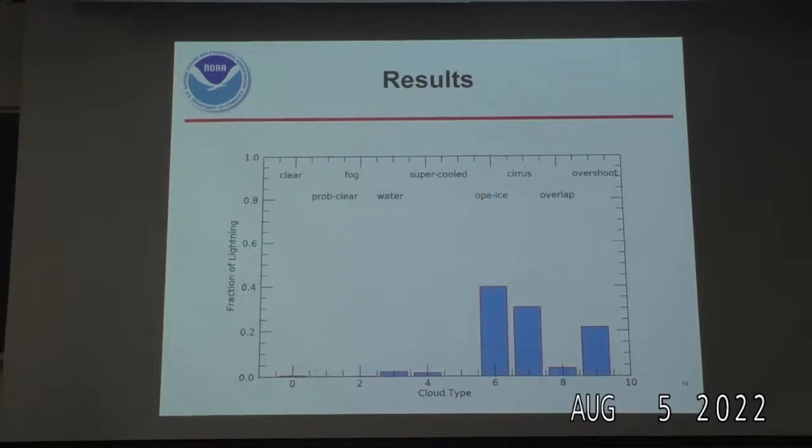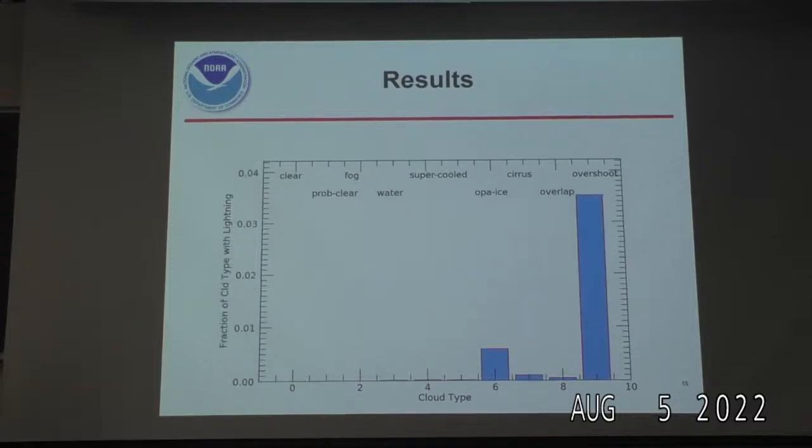And when we look at cloud types, you can see that cloud types 6, 7, 8, and 9 are our ice cloud types. And you can see that the fraction of lightning here on the y-axis is highest for cloud type 6, which is your opaque ice clouds, as well as cirrus, overlapping cloud types, and overshooting tops having the majority of the rest of the lightning.